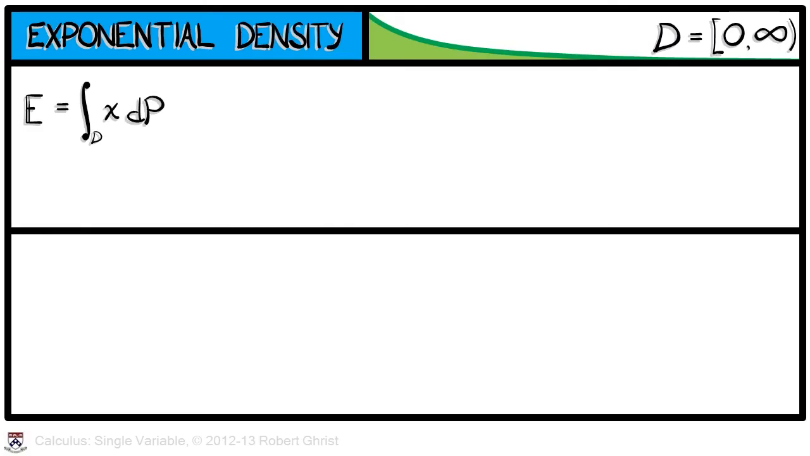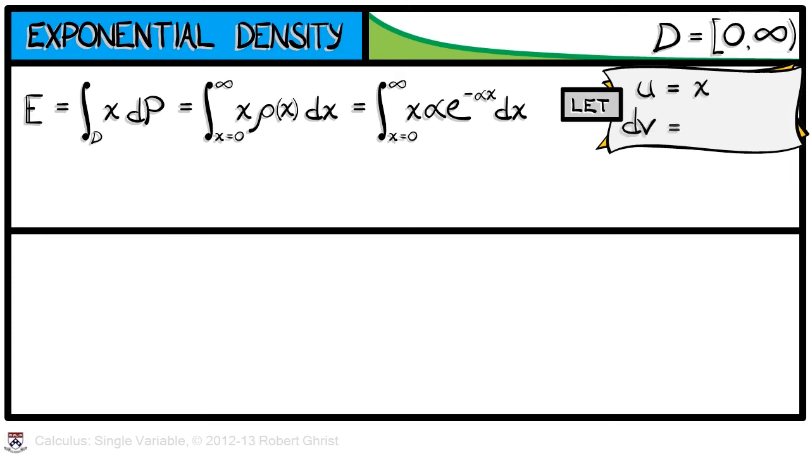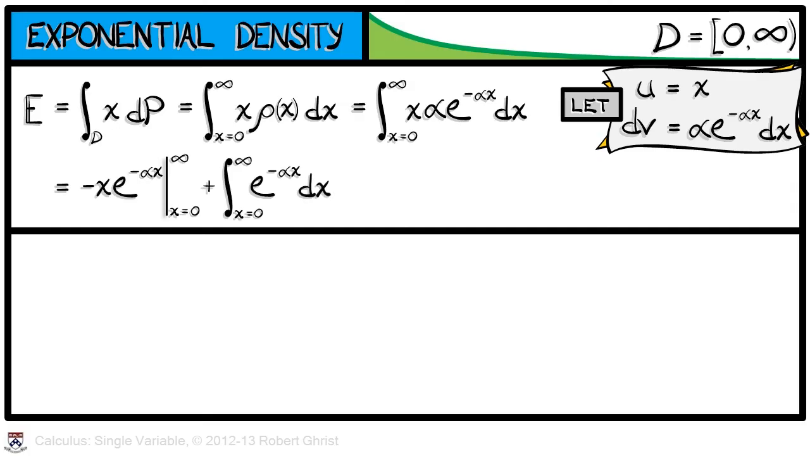Well, the expected value is the integral of x dp. In this case, with an exponential density, we have to integrate x times alpha e to the minus alpha x dx, as x goes from 0 to infinity. This is going to take a little bit of work, but not too much. Using integration by parts, we get minus x times e to the minus alpha x from 0 to infinity plus the integral from 0 to infinity of e to the minus alpha x dx.